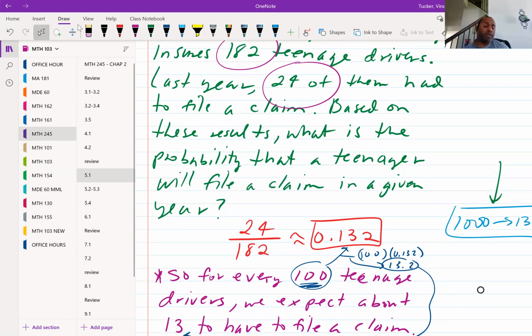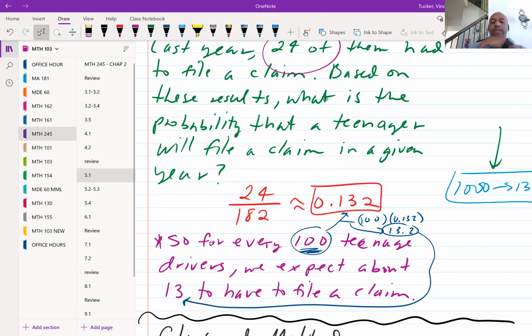Now, when it comes to your answer, MATLAB is going to present the answer or options for an answer to you one of two ways. It may ask you for the actual numerical answer, in which case you can just put in 0.132. Or they may give you a sentence, maybe 4 sentences, to choose from.